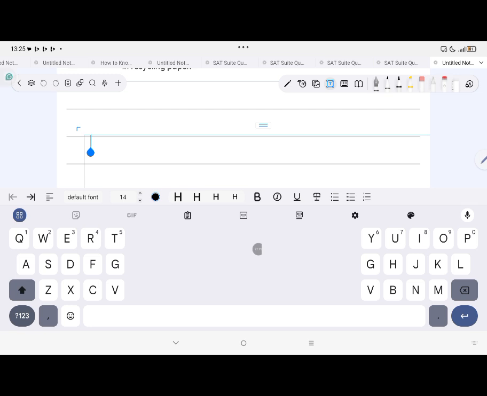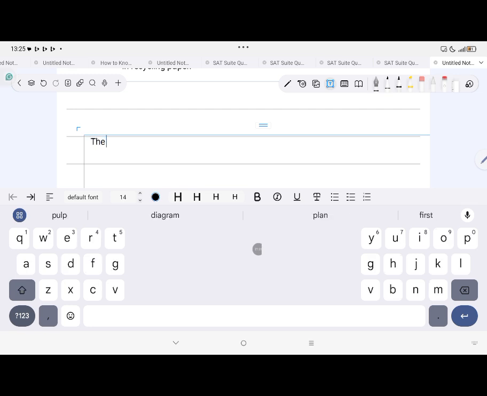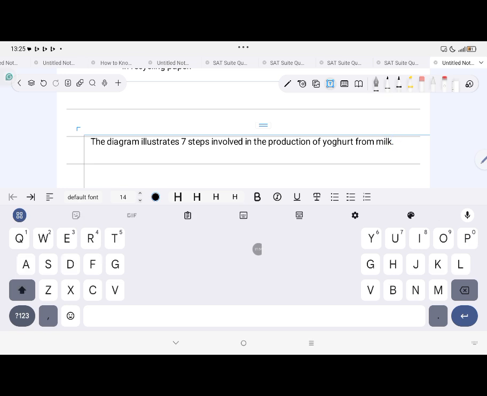So the overall, or sorry, the introduction. The diagram, remember, just repeat the question. Illustrates. You would mention the number of steps, even if the question does not mention it. You can see it illustrates 7 steps involved in the production of yogurt from milk.